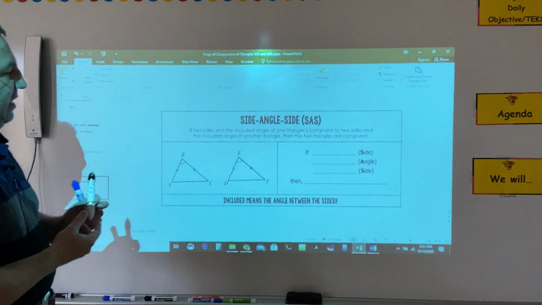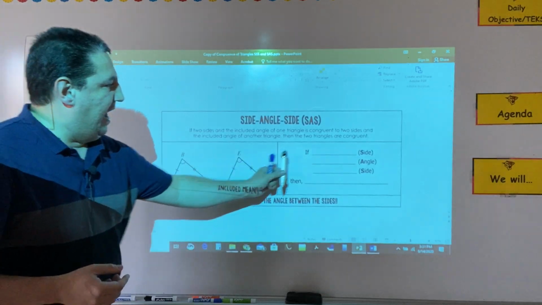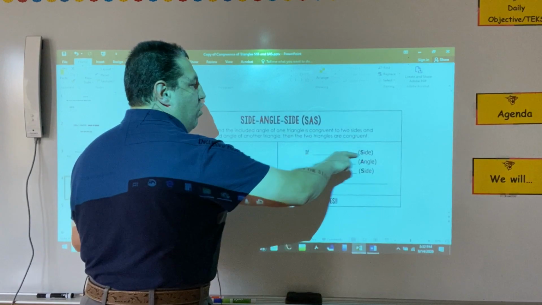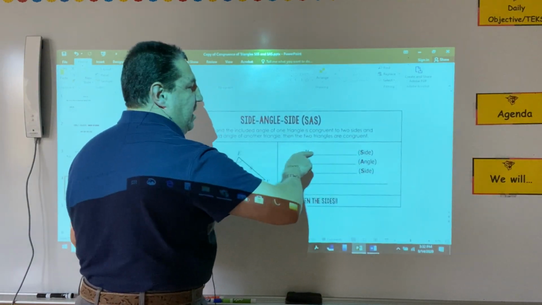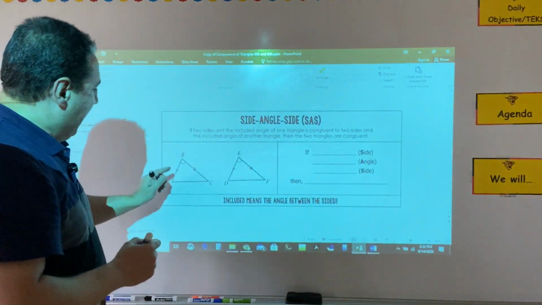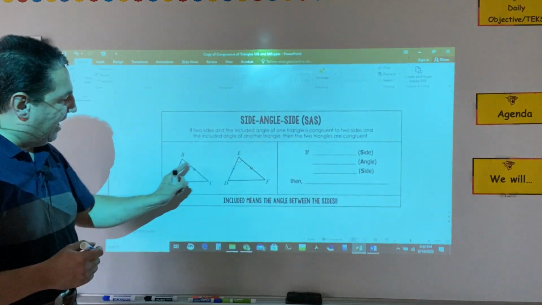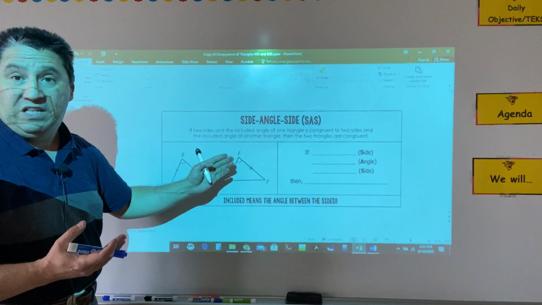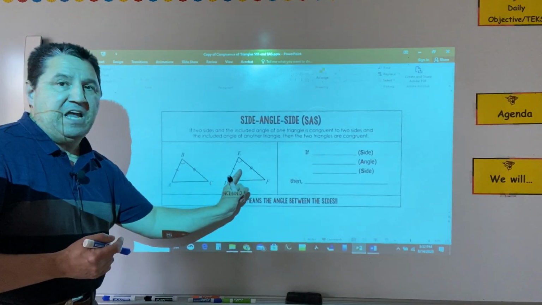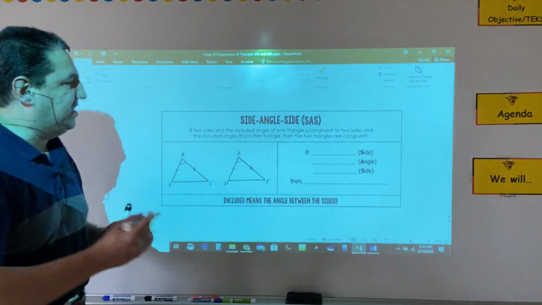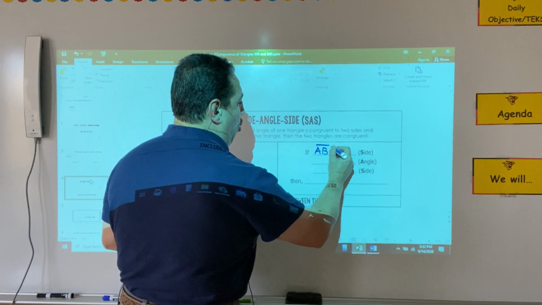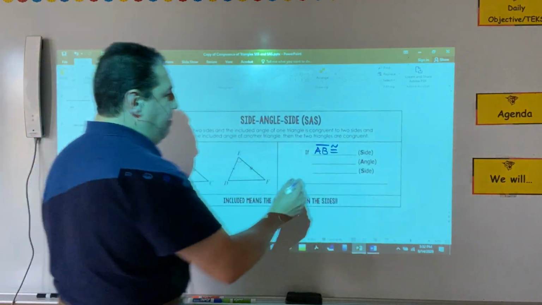So, let's go back to our slide and fill in the blanks. Here we have to come up with a pair of corresponding sides. As we can see, these sides are congruent. How do we know they are congruent? Because they are marked with the same number of markings. So, we can say AB is congruent to DE.